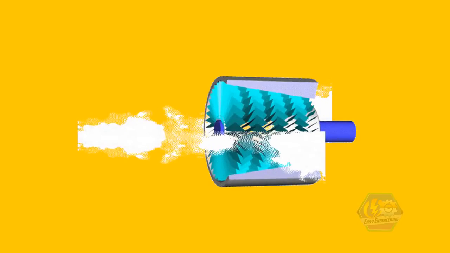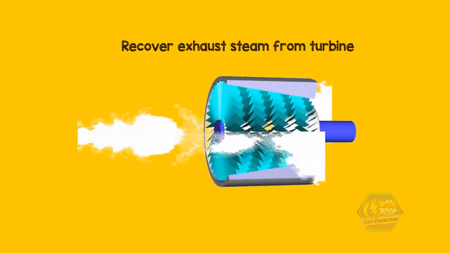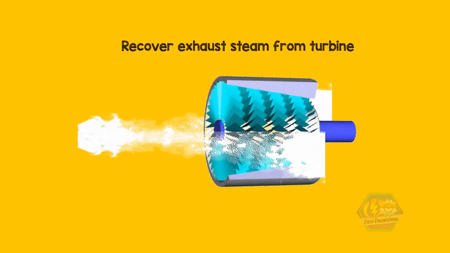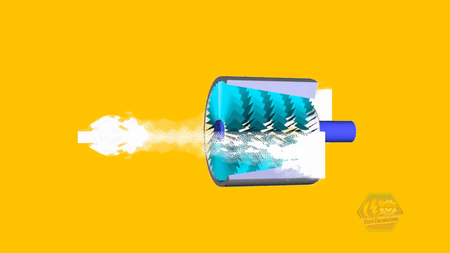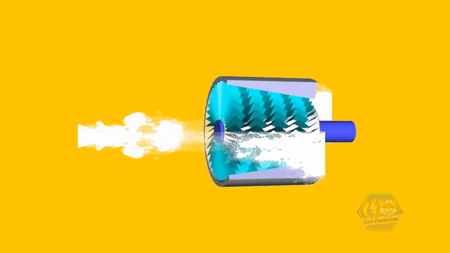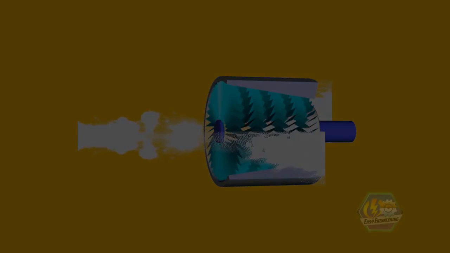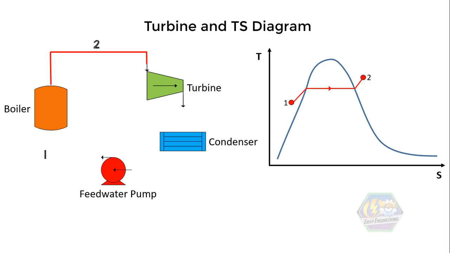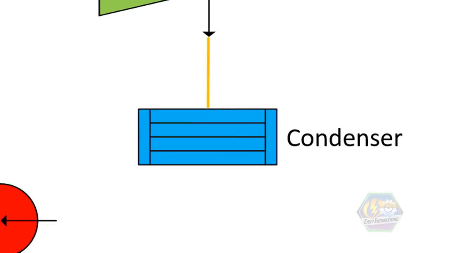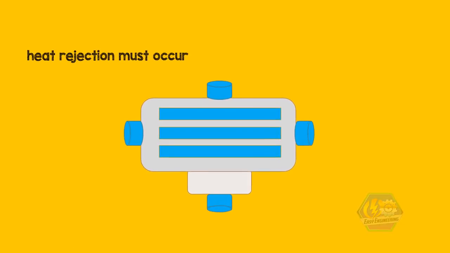Steam is now already exhausted, and so we need to take it back again to the boiler, but there is no pump that can pump steam, so we need to convert it first into water through condensation. So this is where our next process comes in. Process 3 to 4, condenser. In order to condense the steam, a heat rejection must occur.